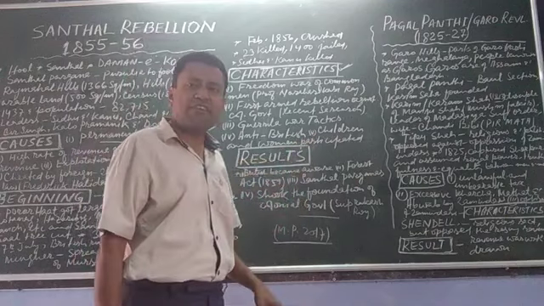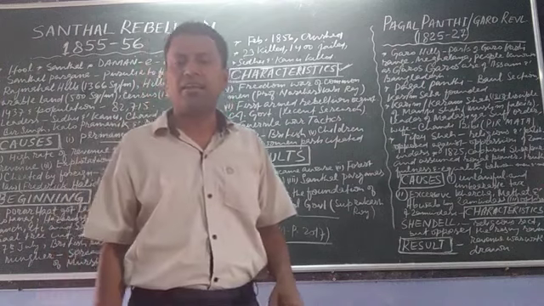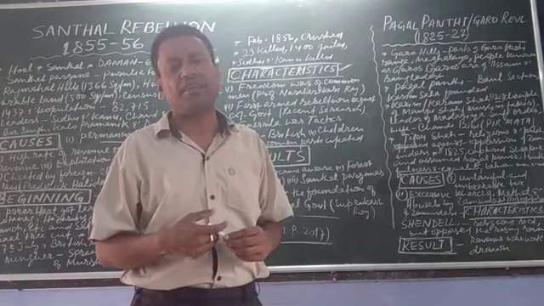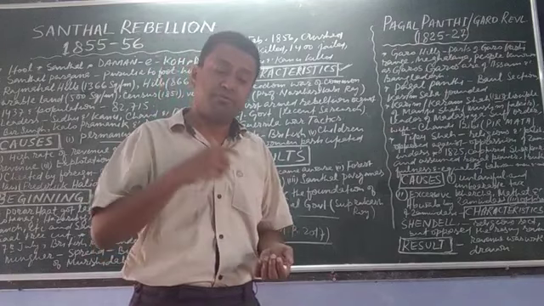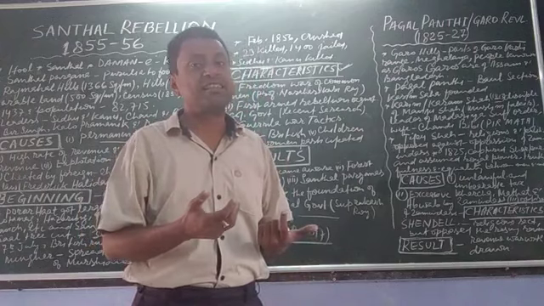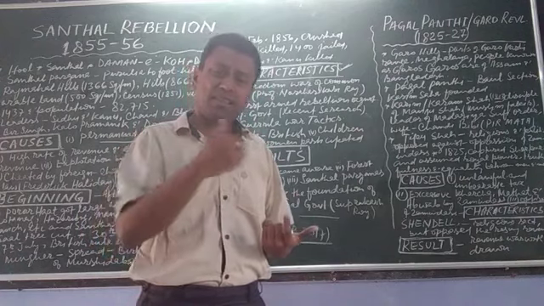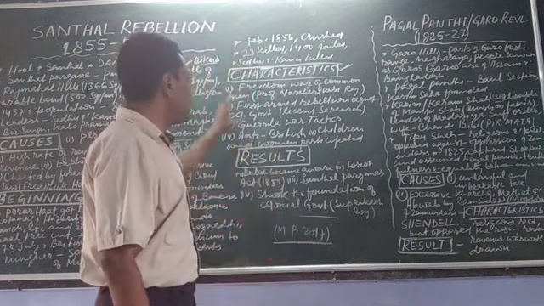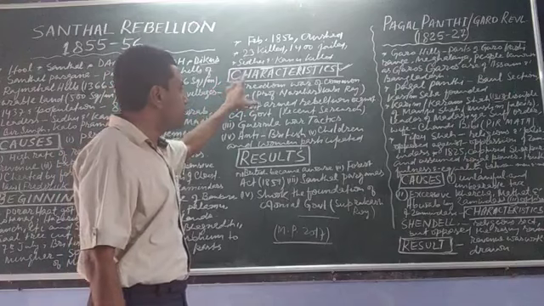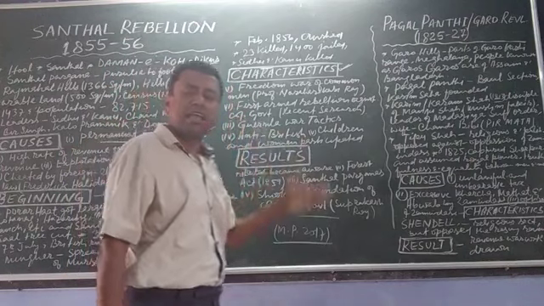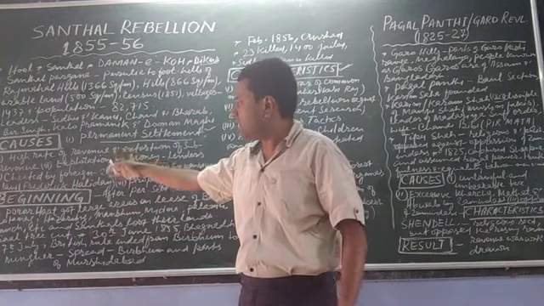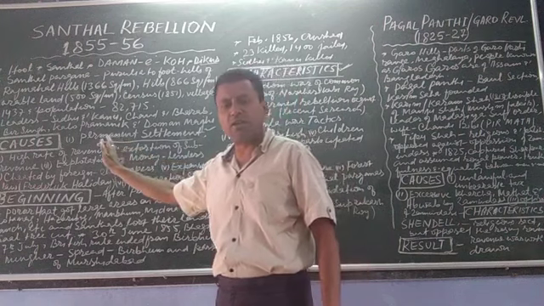Number five, children and women also participated in the Santhal rebellion. The Santhali children and Santhali women also participated. And when they were arrested, women went to jail with their babies in their arms. They courted arrest. If the question comes to write two characteristics of the Santhal rebellion, you write down any of them. If the question asks what were the causes of the Santhal rebellion, for 2 marks, you will write down any of the causes.